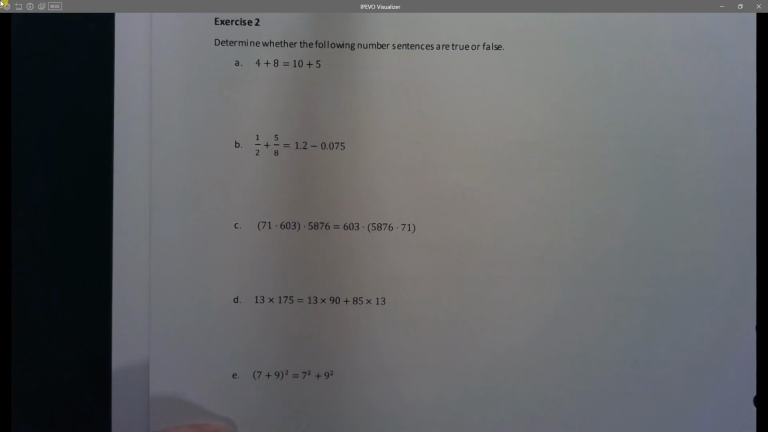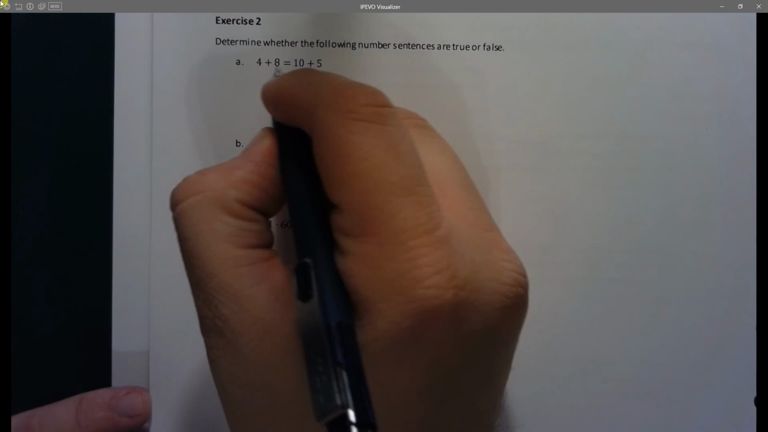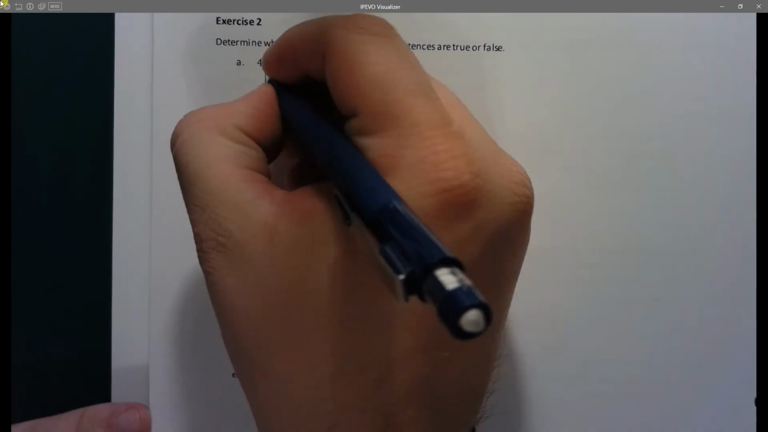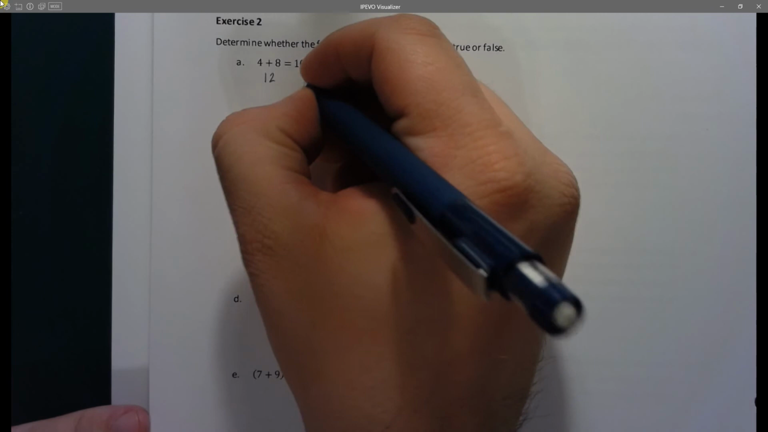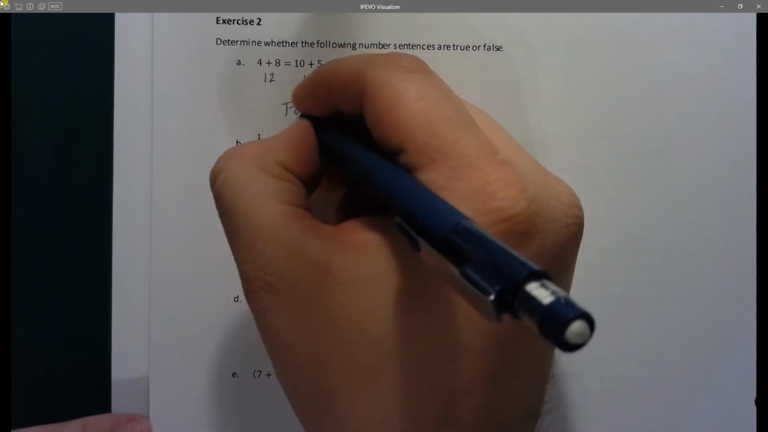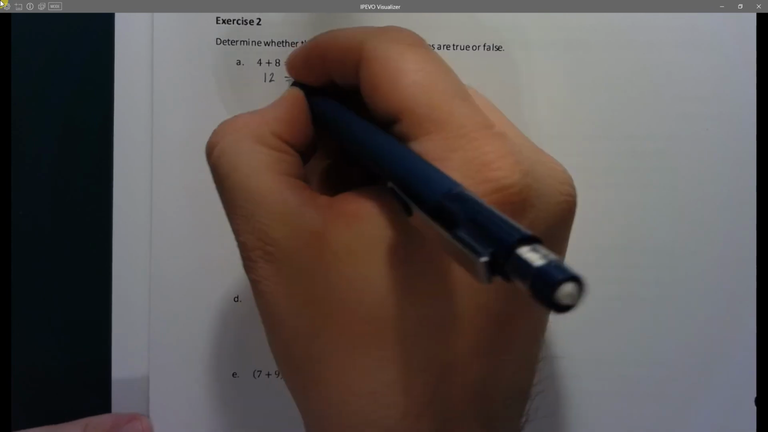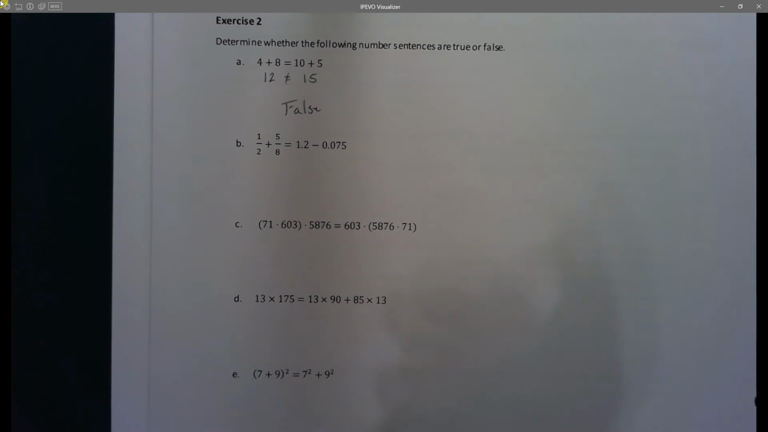All right, so let's look at some practice here. Whatever problems I do, those are obviously the ones you're not going to do. Whatever problems I don't do, you're going to have to do, okay? 4 plus 8 equals 10 plus 5. Well, 4 plus 8 is 12. 10 plus 5 is 15. That is a false statement. They do not equal each other. Easy enough, right?